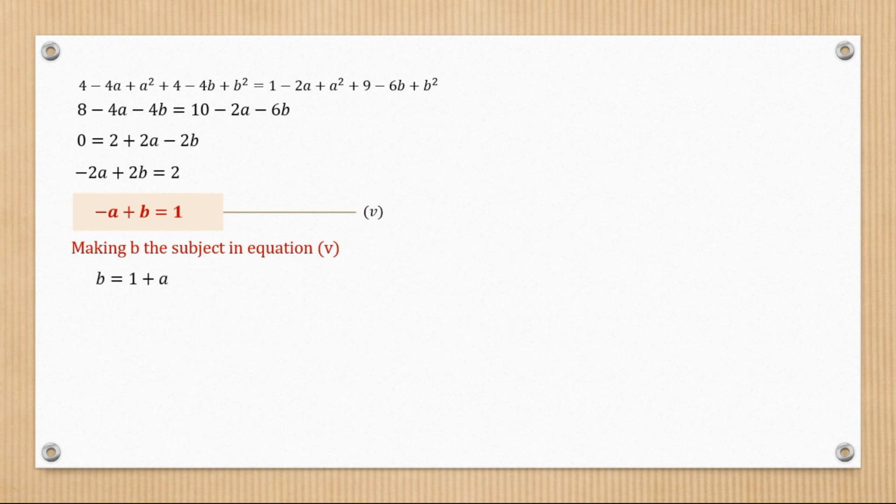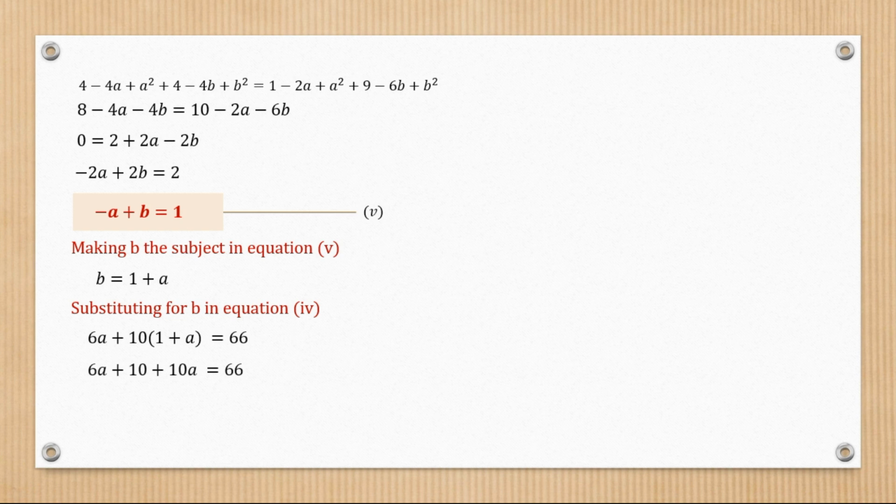So you shall see that b shall be equal to 1 plus a. Now that I know the value of b, I'm going to substitute for b into equation 4, of which I'll have 6a plus 10 into 1 plus a shall be equal to 66. So multiply the 10 in and you have 10 plus 10a.